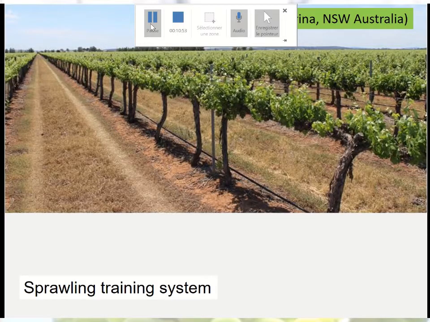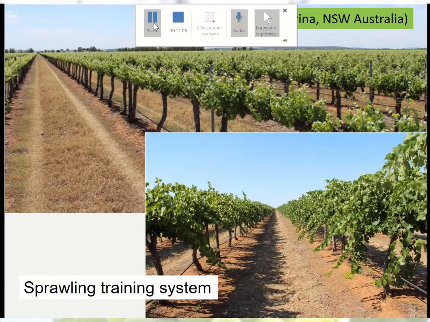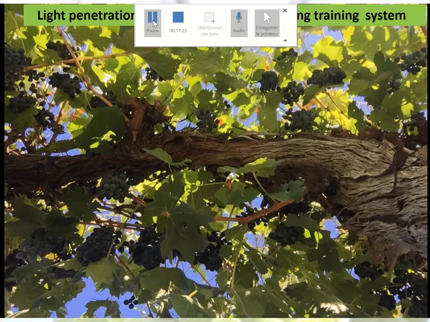The sprawling training system, which is used in Australia in many regions, everything is mechanized, so here pruning is mechanized. And we call it a sprawling training system because it's not trellised. And to me, it's a very clever and qualitative training system for many reasons, as by not trellising, you increase the exposed leaf area, you protect the clusters, the bunches, so physiologically speaking, it's quite clever. And when you take a photo below the canopy, you see a very nice canopy and cluster microclimate.